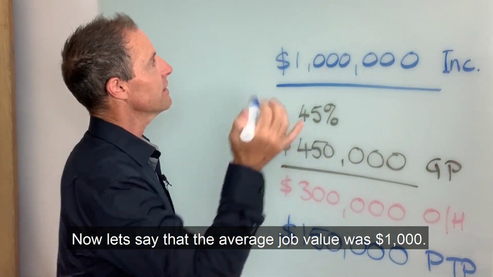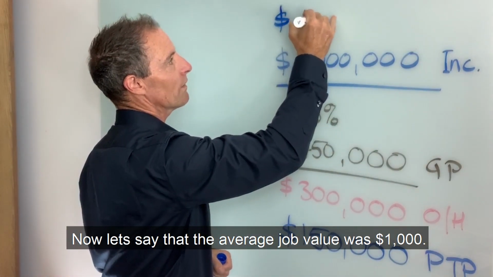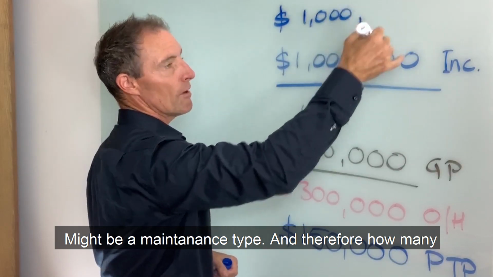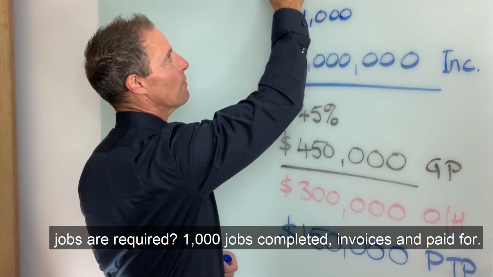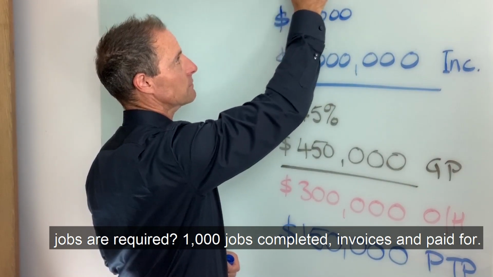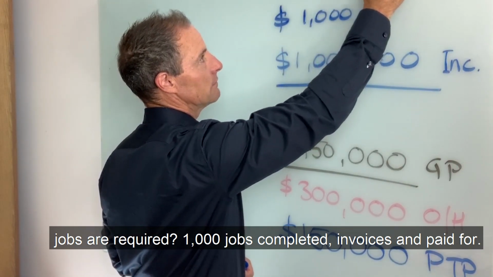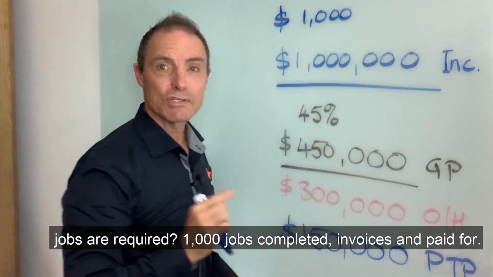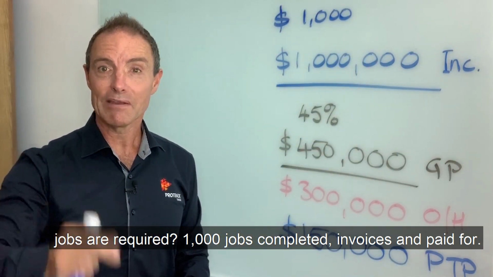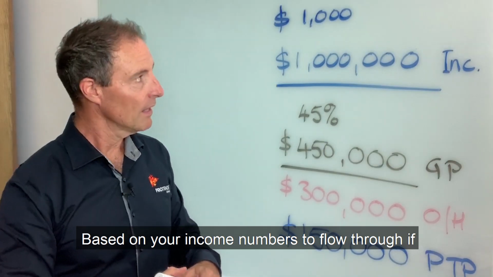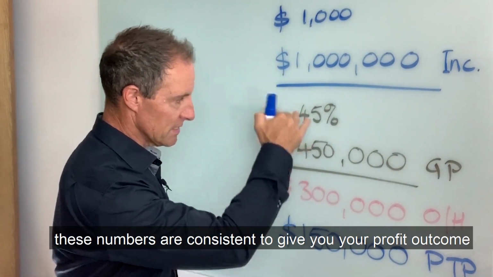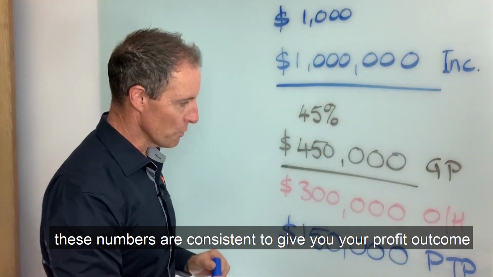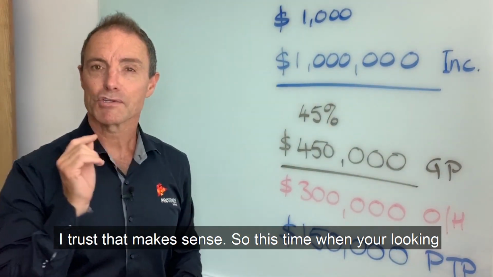Now, let's say that the average job value was $1,000. It might be in a maintenance type. And therefore, how many jobs are required? 1,000 jobs, completed, invoiced and paid for, based on your income numbers to flow through, if these numbers are consistent, to give you your profit outcome. I trust that makes sense.